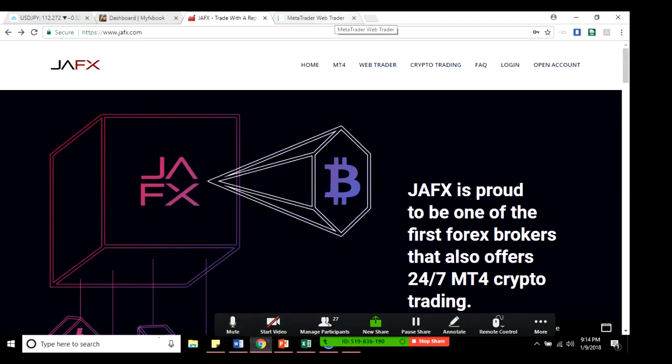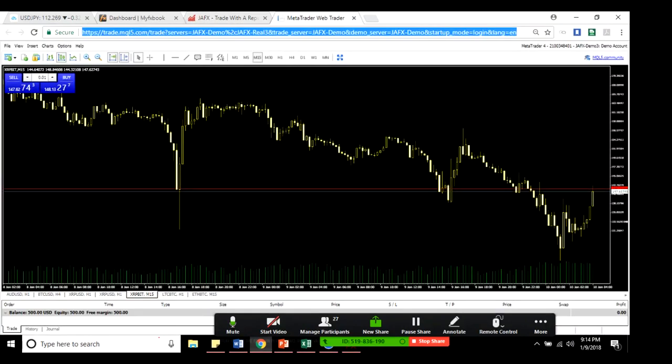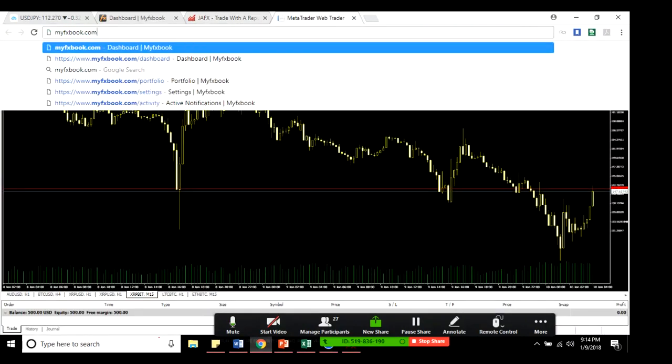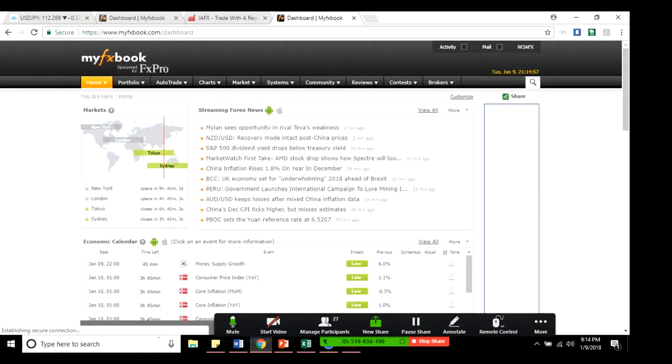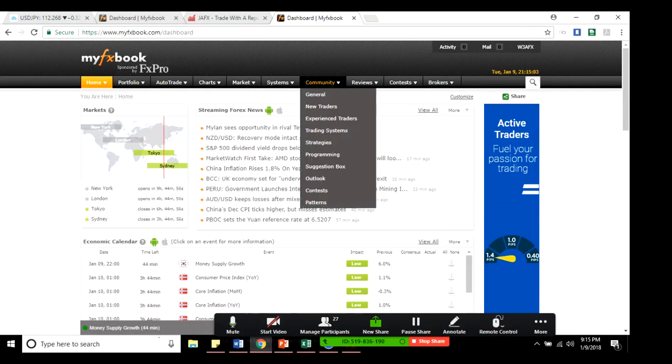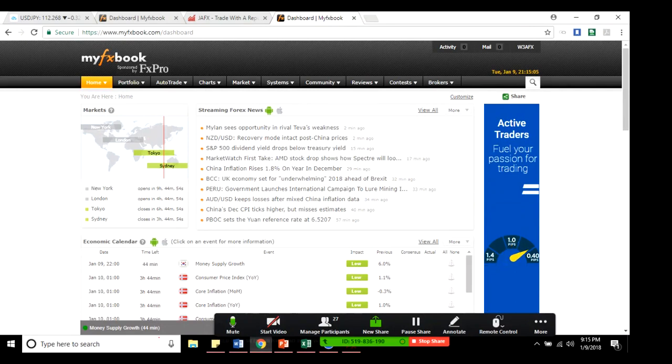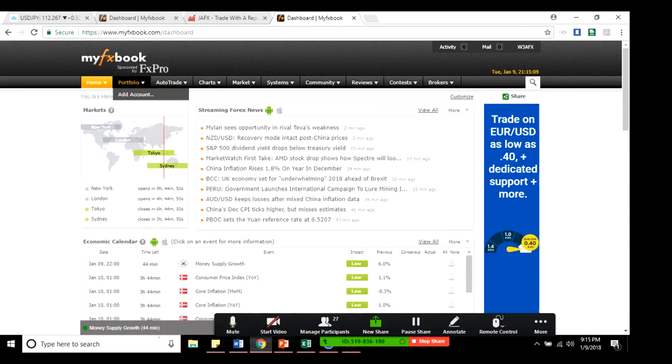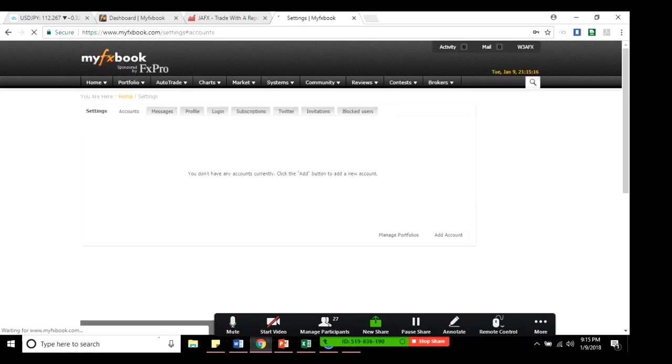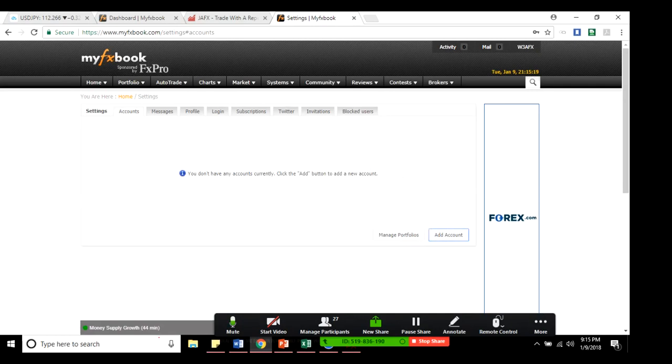To do that, go to myfxbook.com, click on it. Again, this is for tracking purposes, the contest, and to help you understand what kind of trader you are and your trends. You can sign up, you can open up your account with Facebook profile, it doesn't even really matter. But once you open up your account, you want to go to portfolio, add an account. If you don't have any accounts currently, click on add account.